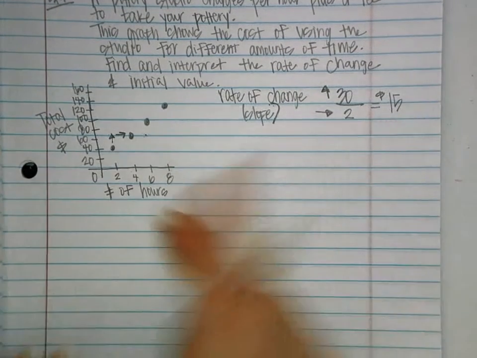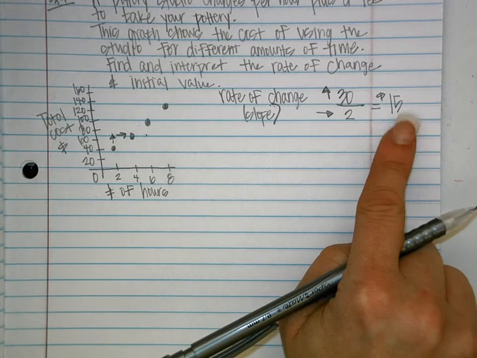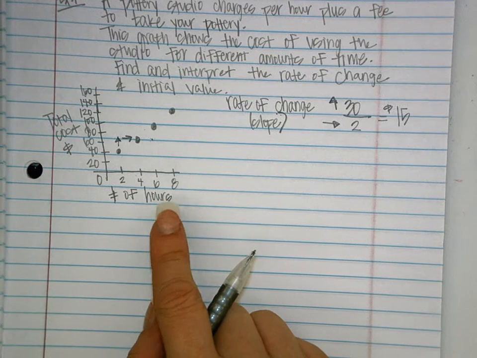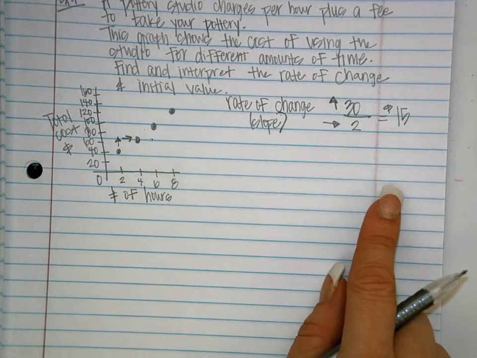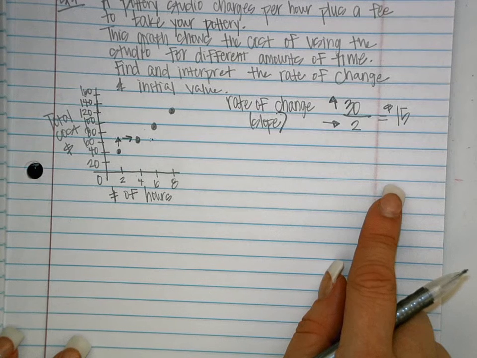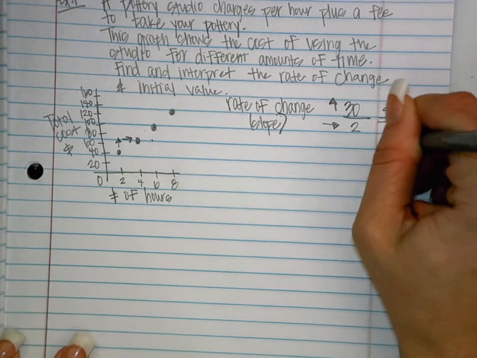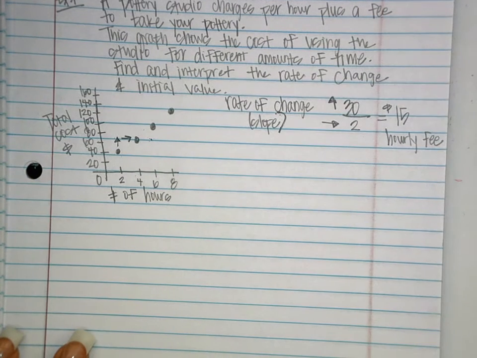So $15. What does that tell you? Is that telling you how much it costs to start or how much it costs per hour? Is that how much it costs just to do anything, or is this the per hour charge? Per hour. Okay, $15 is the hourly fee. How do you know that that's the per hour charge?